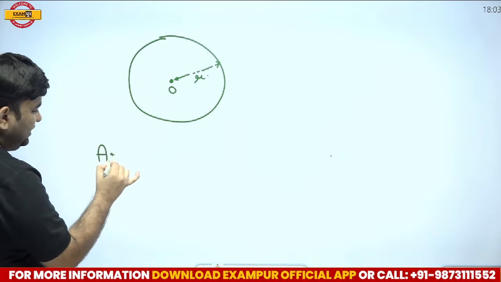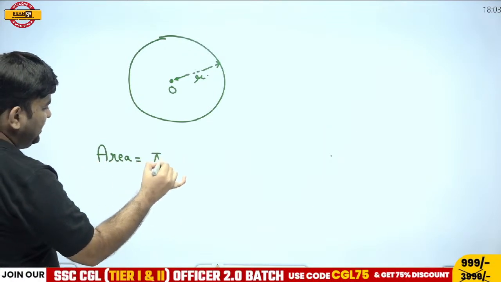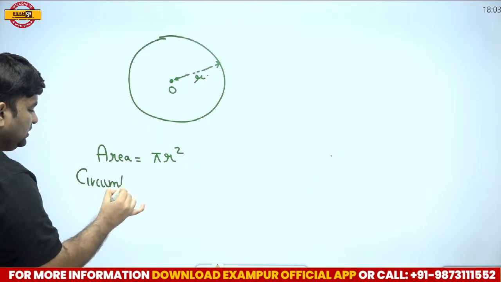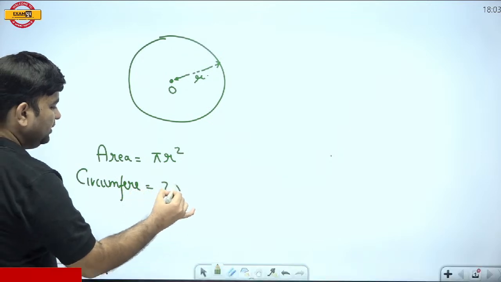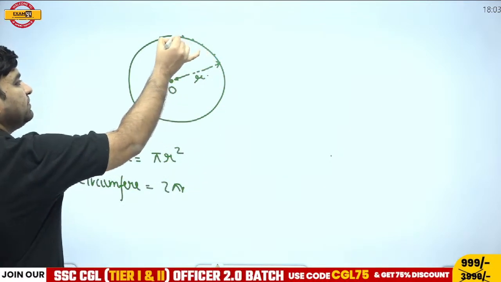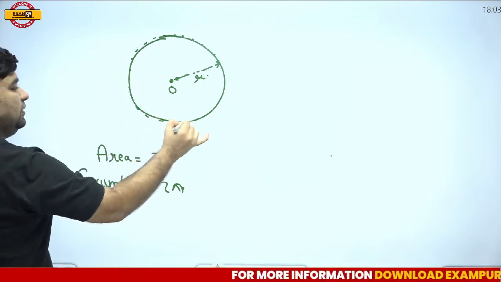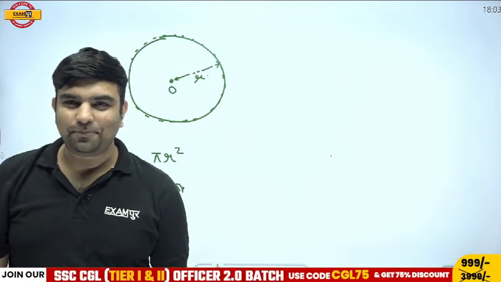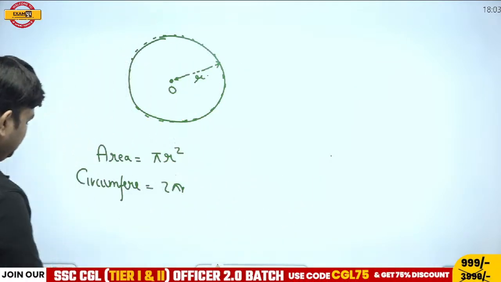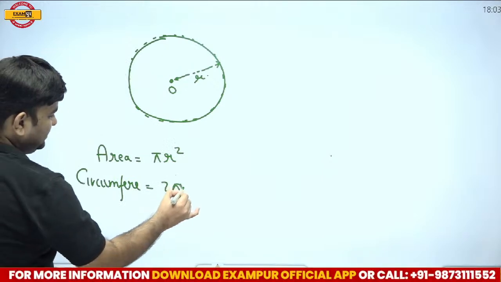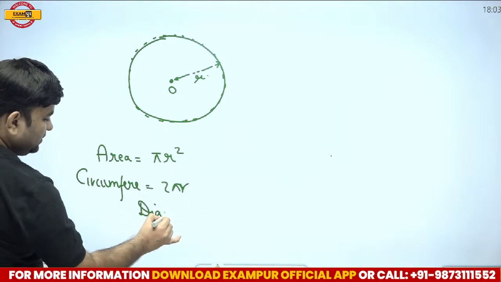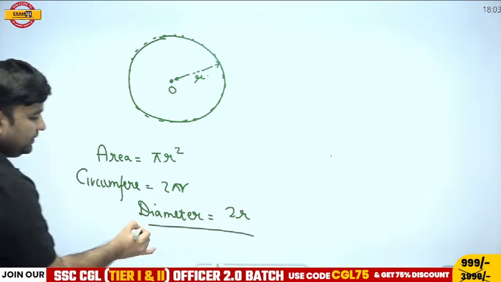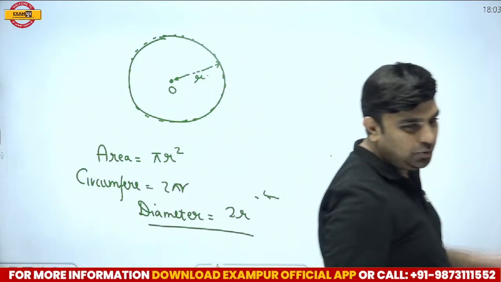The area of the circle is pi r square. Its circumference is 2 pi r. Circumference is this portion around the circle. Good evening. One step, the last step to the success. And diameter is the double of radius, that is 2r.